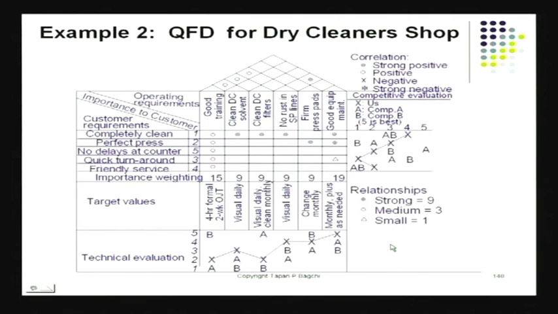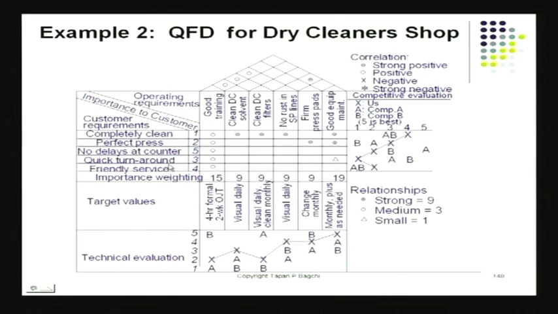Let's take another look at another example. Someone is trying to set up a dry cleaner shop, and he knows that there are a couple of dry cleaner shops already existing in that area. And he then does a survey of customers, and what does he find? Customers would like to have completely clean shirts or garments. They'd like to have perfect press. They'd like to have no delays at the counter. They'd like to have quick turnaround, maybe a day, maybe half a day. They'd like to have friendly service.